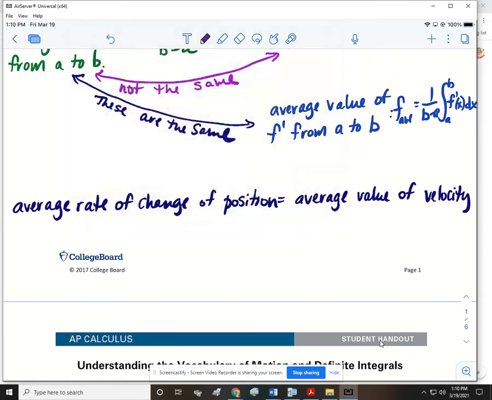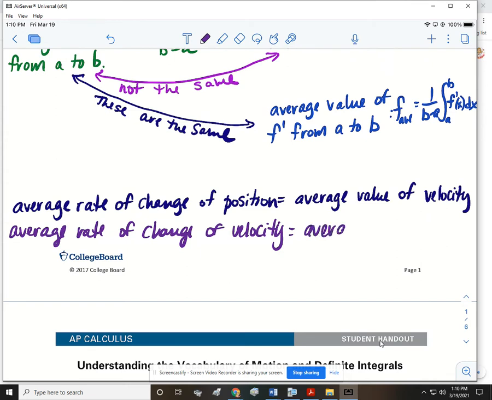All right. And then the average rate of change of velocity. So if we find the average rate of change of velocity, we're basically finding the average acceleration. All right, and wherever it says average value of velocity, we could just say average velocity. That would probably make a little bit more sense.